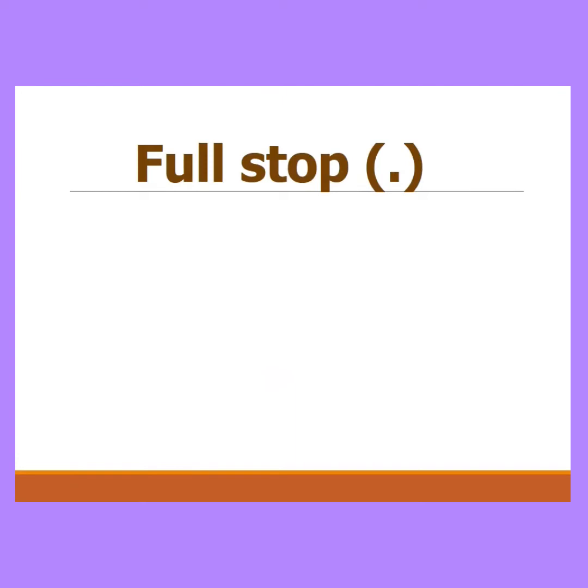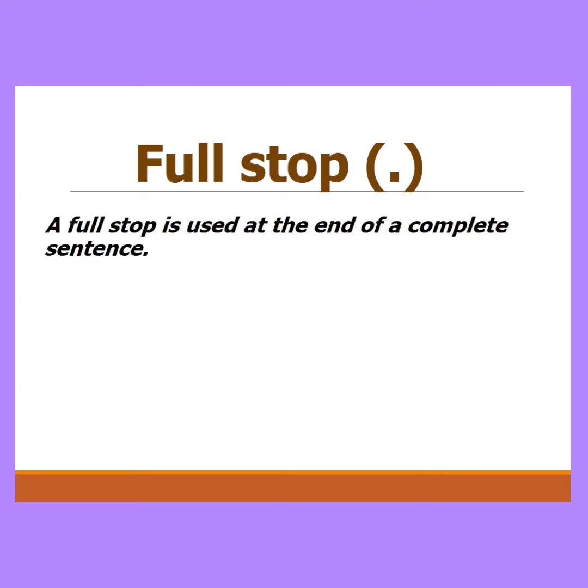The second one is a full stop. A full stop is a dot, as you can see here in the bracket. A full stop is used at the end of a complete sentence. A complete sentence means a sentence which has a proper meaning. It makes sense. So a full stop, this dot comes at the end of a sentence which has a proper meaning. For example, these are fresh apples.